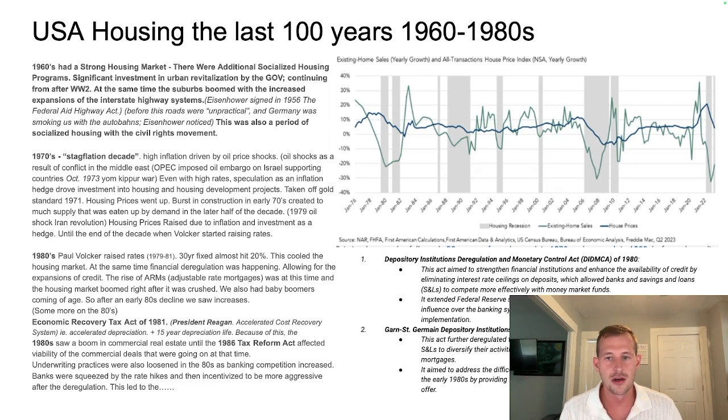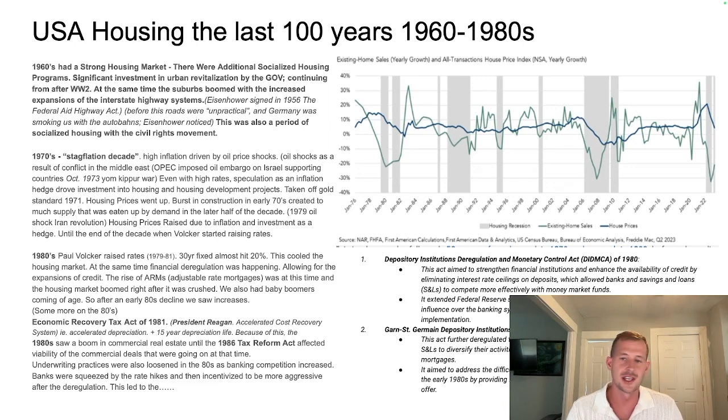Even with high rates though, speculation as an inflation hedge drove investment into real estate and into housing. We were taken off the gold standard in 1971. Housing prices went up. A burst in construction in the early 70s created too much supply that was eaten up by demand later in the decade. The 1979 oil shock was the Iran Revolution, and housing prices rose due to inflation and investment as a hedge until the end of the decade when Volcker started raising rates rapidly.